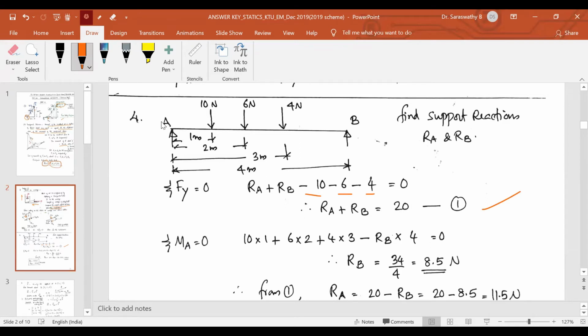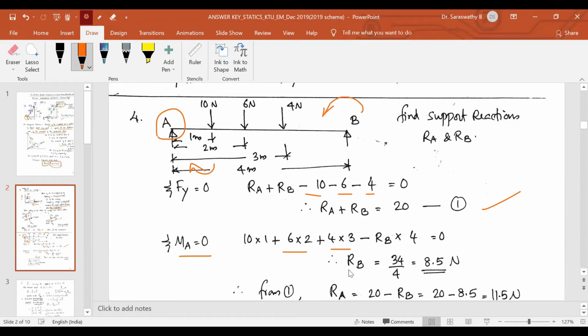Now take moment about any point. Let me take moment about A. Sigma M is equal to 0. Take moment about A. 10 into 1. This will produce a clockwise moment. This rotates like this. So 10 into 1. 6, distance is 2, so 6 into 2. That's also clockwise. This 4, distance is 3. So 4 into 3 clockwise. RB is acting upward, so it will produce an anti-clockwise moment. RB into this distance, which is 4. RB into 4. It is minus because anti-clockwise, is equal to 0.